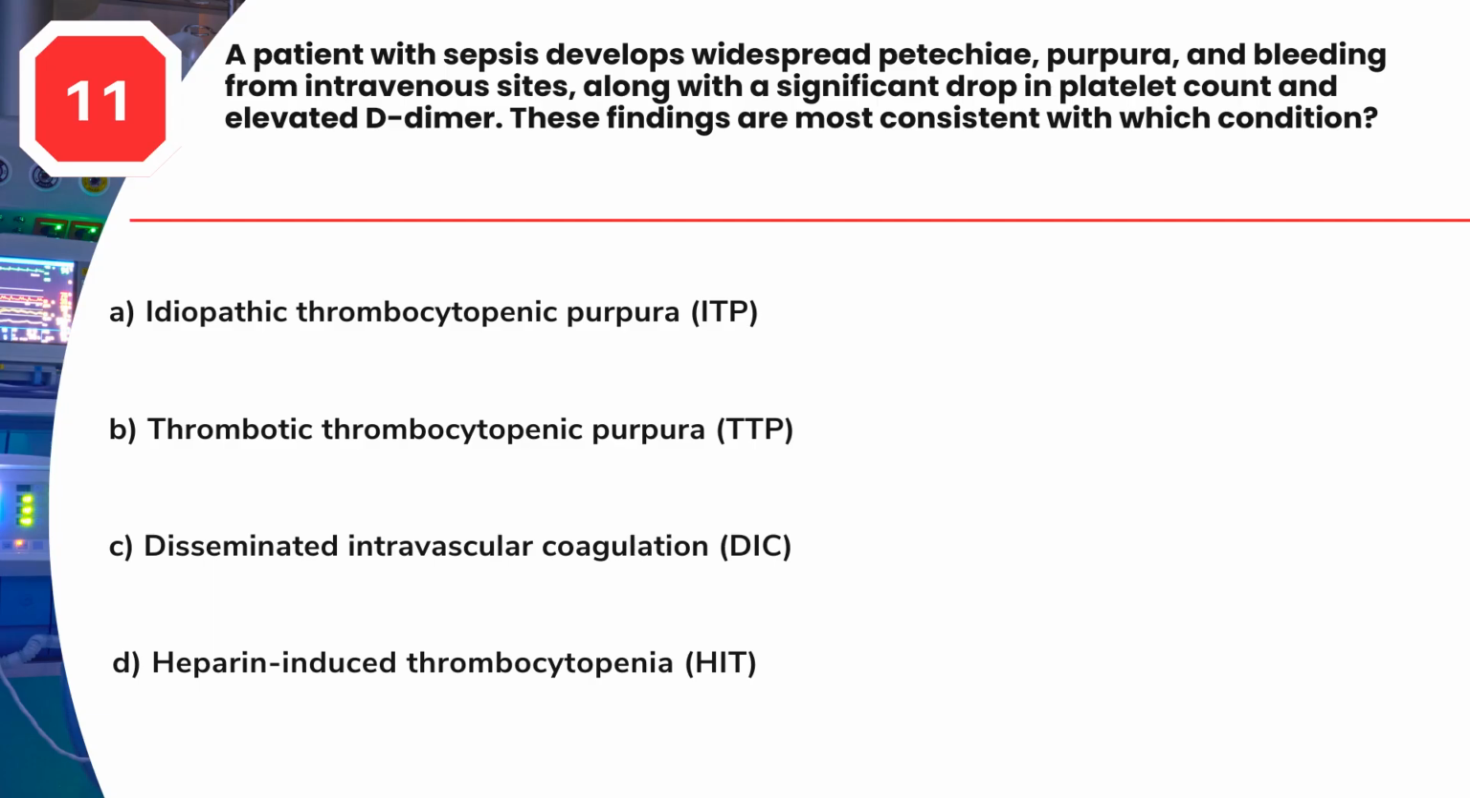Question 11. A patient with sepsis develops widespread petechiae, purpura, and bleeding from intravenous sites, along with a significant drop in platelet count and elevated D-dimer. These findings are most consistent with which condition? A. Idiopathic thrombocytopenic purpura, ITP. B. Thrombotic thrombocytopenic purpura, TTP. C. Disseminated intravascular coagulation, DIC. D. Heparin-induced thrombocytopenia, HIT.